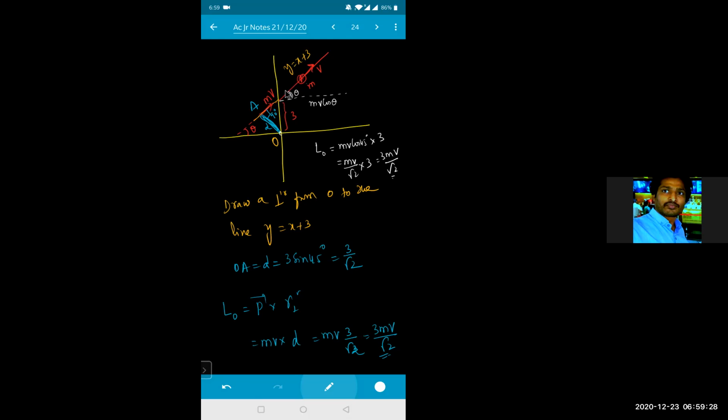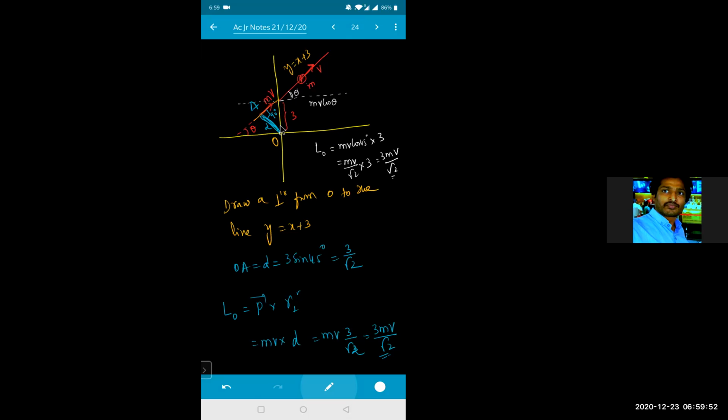Or else what you can do is extend this one in the backward direction and drop a perpendicular here. If you drop a perpendicular right now, and this is theta, this one is also theta. So this angle will become 90 minus theta, and this will become theta.